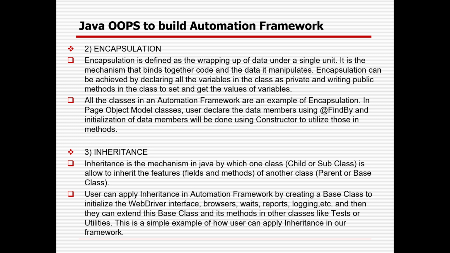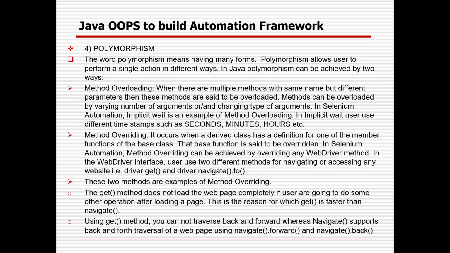Encapsulation can be achieved by declaring all the variables in the class as private and writing public methods in the class to set and get the values of the variables. Inheritance is nothing but the child-parent relationship. So how will you be implementing it in the framework? Whenever you are developing the framework, you'll be creating a base class, and you'll be creating child classes for each and every page, and each page class will be extending the base class. That is the way your inheritance mechanism can be established.